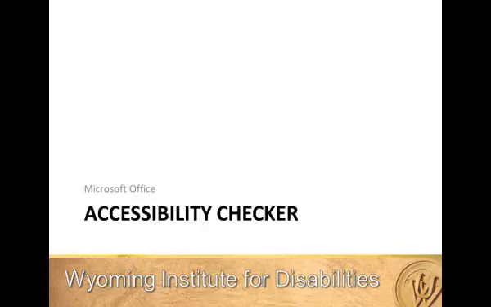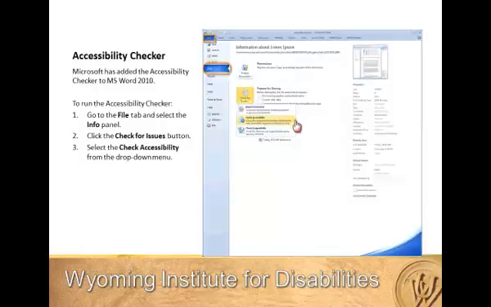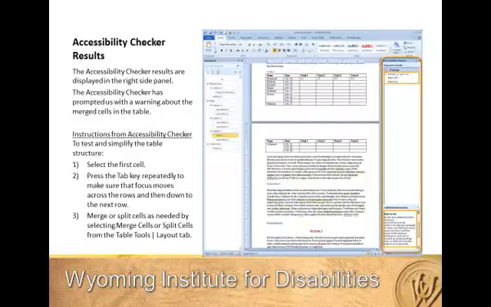Microsoft has added an accessibility checker to most of their 2010 Office products, including MS Word. To run the accessibility checker, go to the File tab and select the Info panel. Click the Check for Issues button and select Check Accessibility from the drop-down menu. The accessibility checker results are displayed in the right side panel.